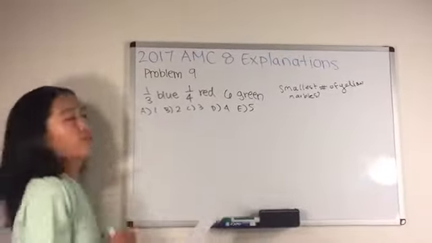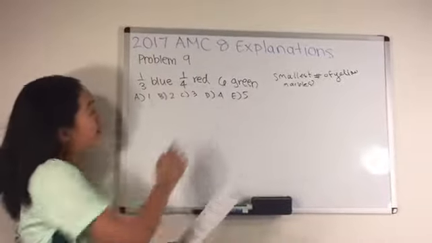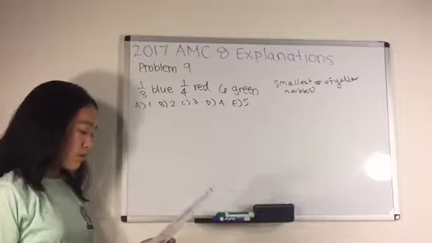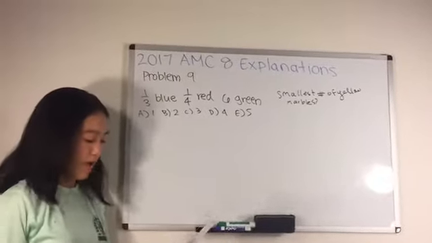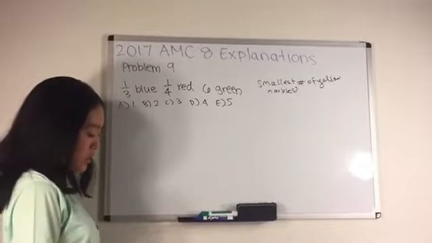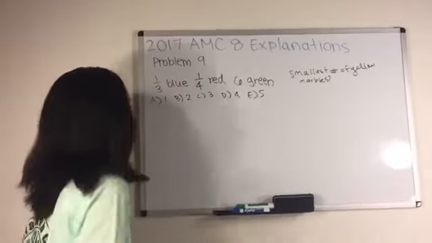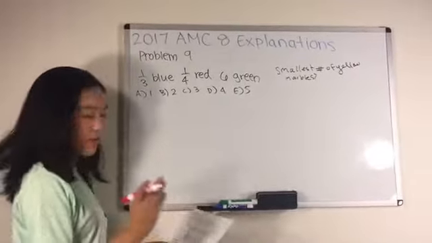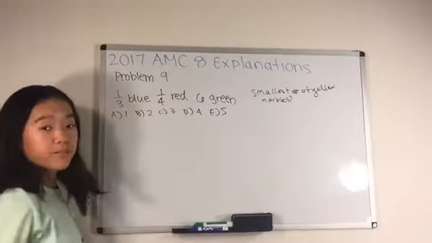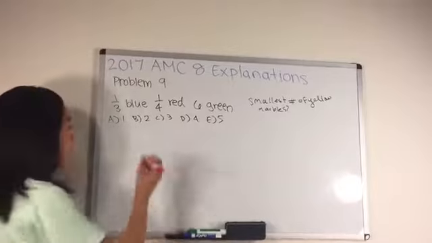1/3 of our marbles are blue, 1/4 of our marbles are red, and 6 of our marbles are green. What is the smallest number of yellow marbles that Marcy could have? So in order to solve this, we first need to come up with a starting point as a number. The number that we come up with for the number of marbles has to be divisible by both 3 and 4, which means that first number is 12.